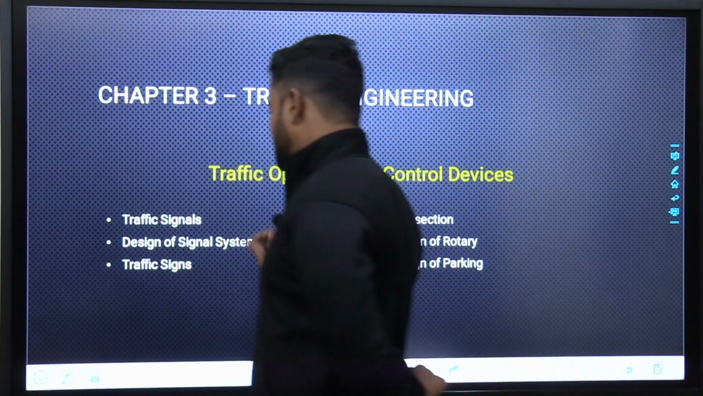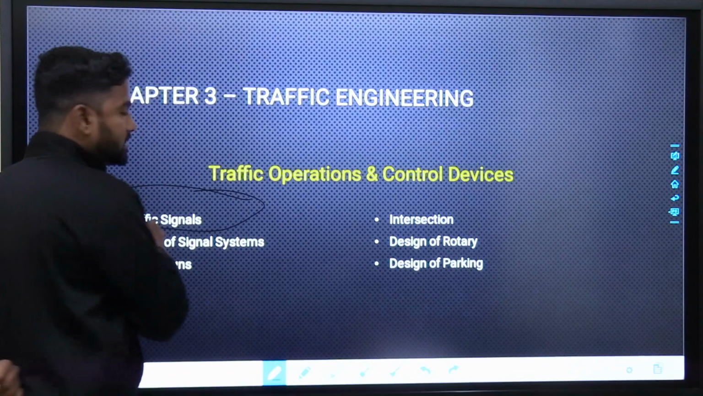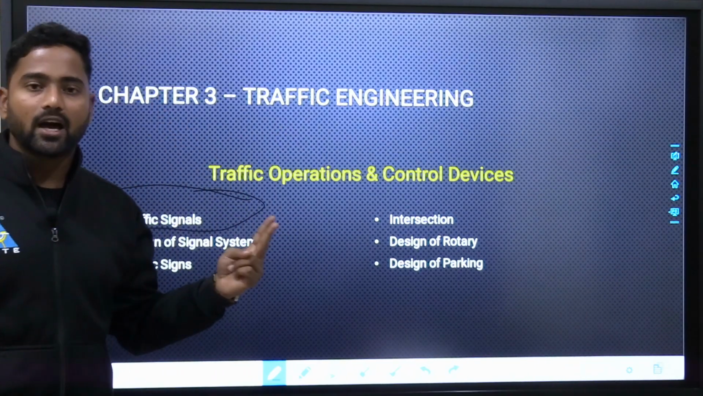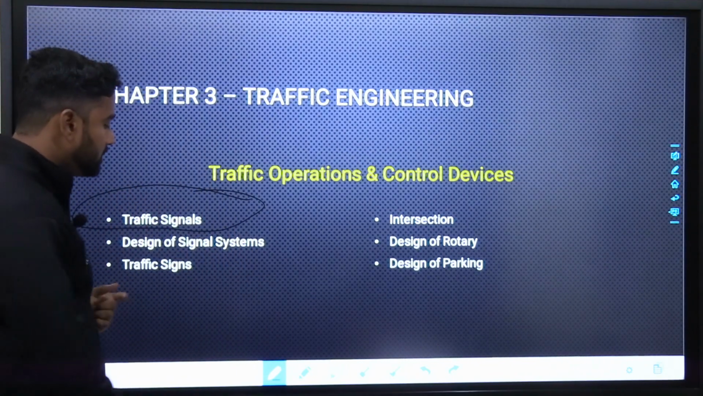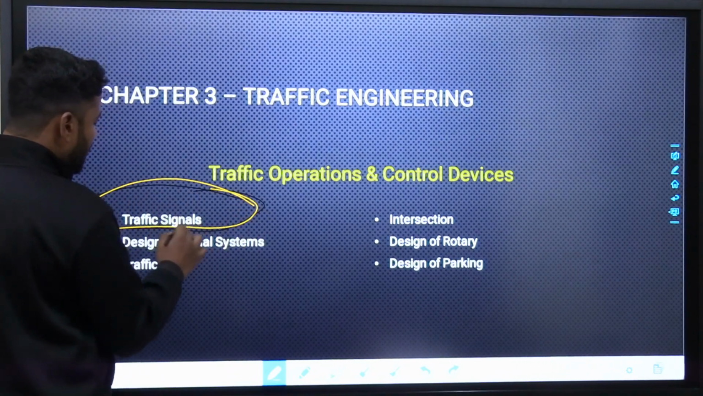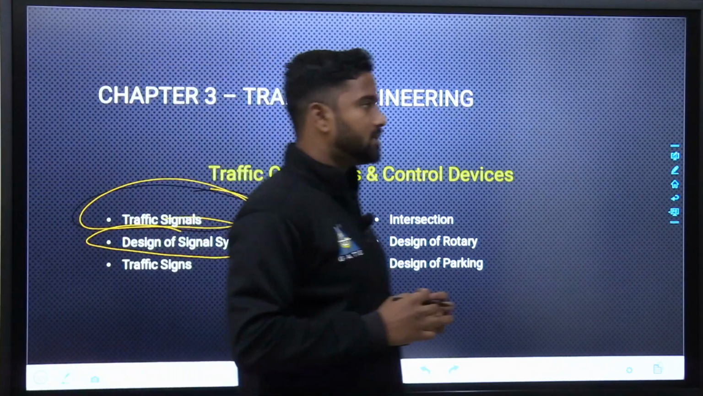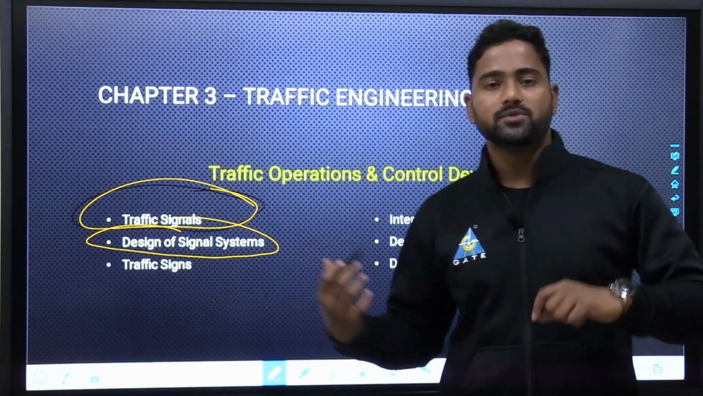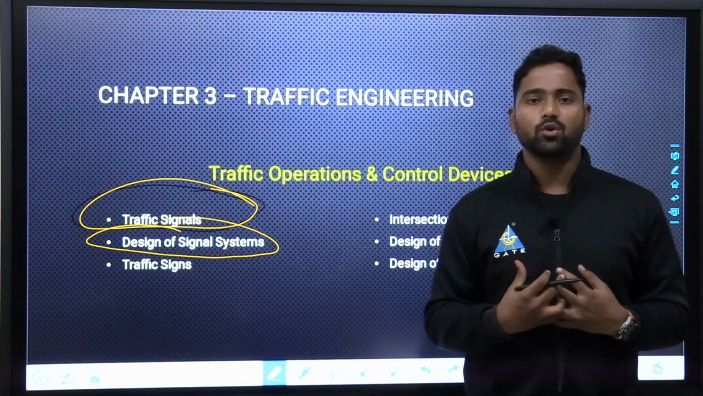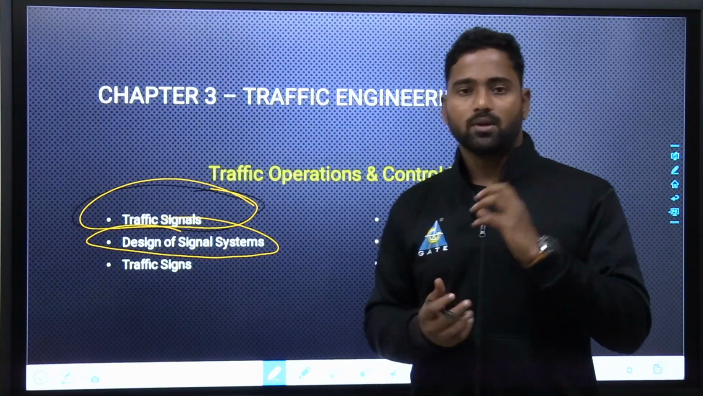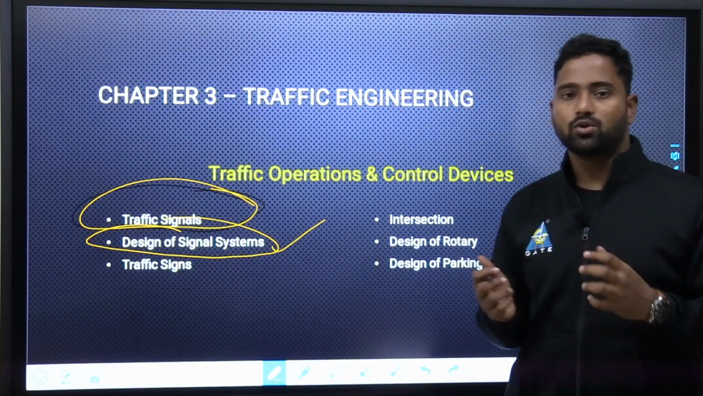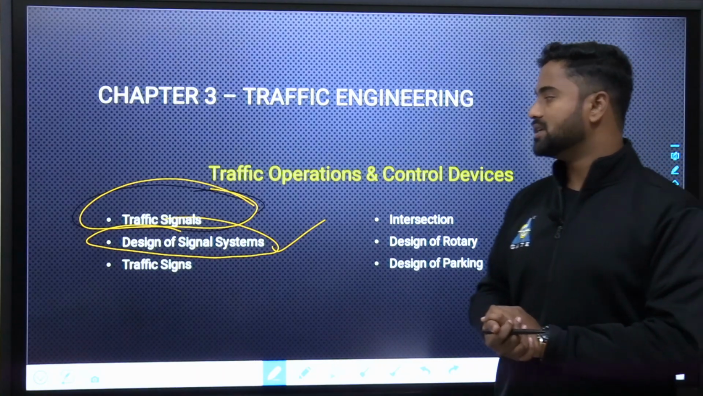Like traffic signals, design of cycle length, design of green time, red time, amber time, all those things we will be seeing over here. Design of signal systems, there are different methods: IRC method, Webster's method, and other methods. From the GATE point of view, Webster's method is the important one. So what is Webster's method, what is lost time, how exactly you are going to use Webster's method, all those things will be discussed here.